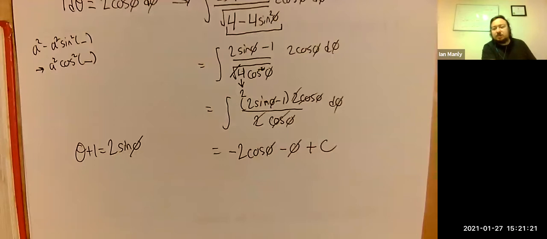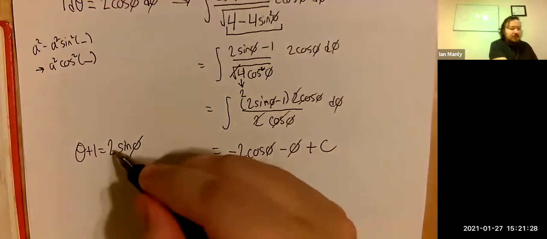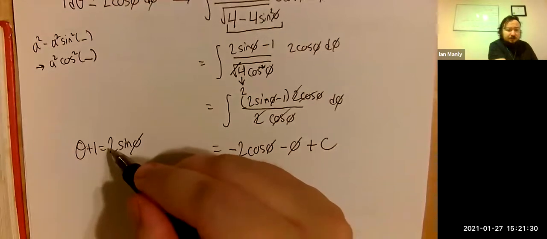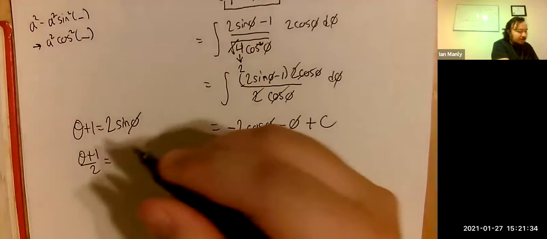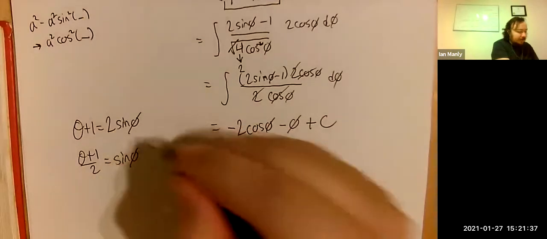The triangle, that's right. We set up a right triangle, and I also saw Pythagoras in here. We used the Pythagorean theorem, that's right. So first of all, I need to make my ratio so I could build my triangle. I'm going to divide by 2. So I have theta plus 1 over 2 is sine of phi.